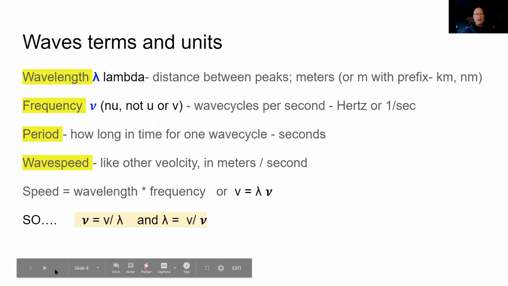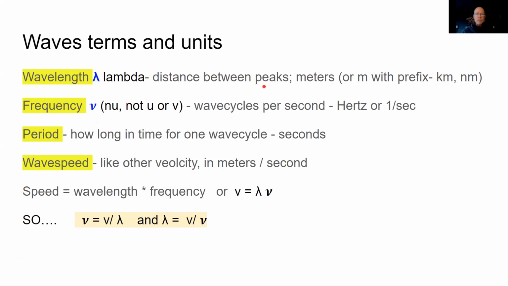Here's some important vocabulary. Wavelength, measured as a distance, has the variable lambda. There it is in blue. Lambda, the distance between wave peaks. It's in meters. It could be in feet. It could be in inches. It could be in miles. It could be in centimeters. But in our standard metric unit of distance, meters, we'll see it in meters, or we'll see it with a prefix like kilometers or nanometers or centimeters.